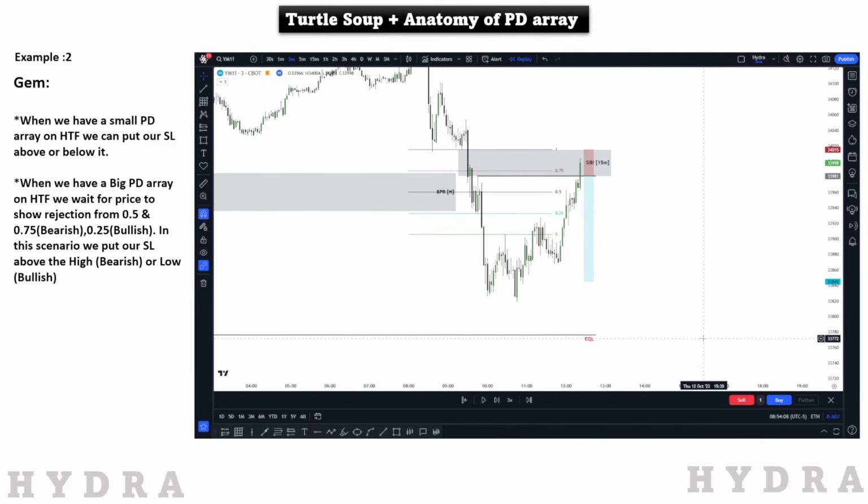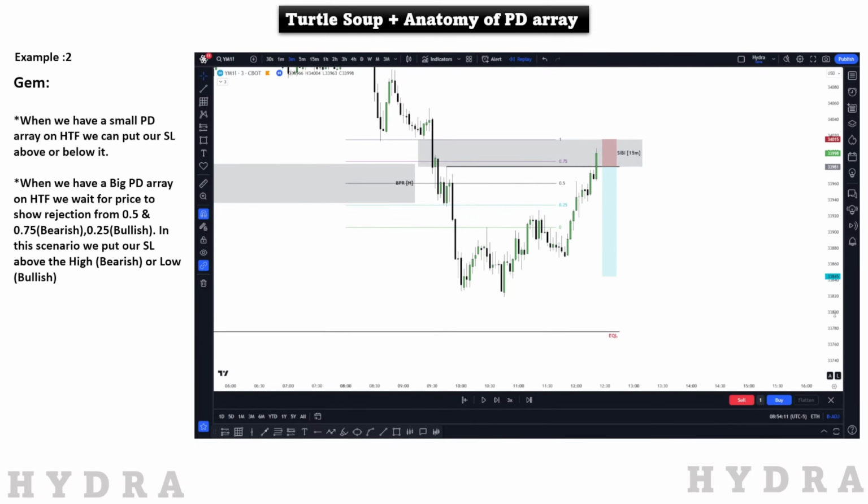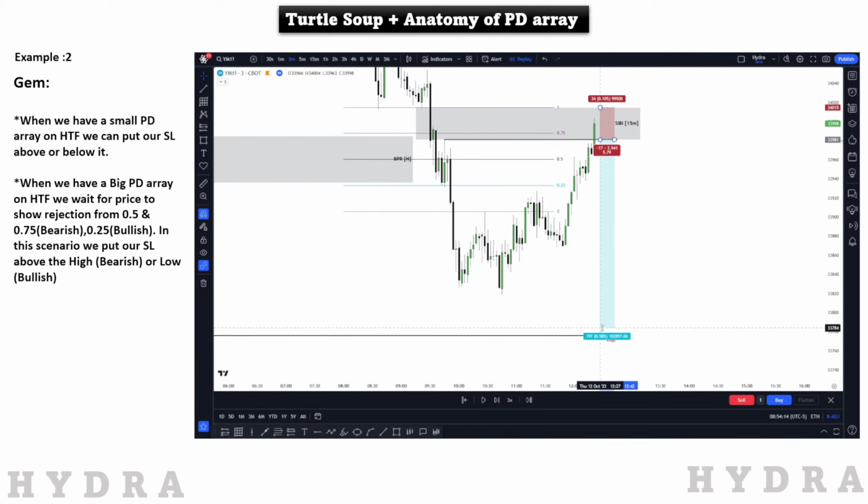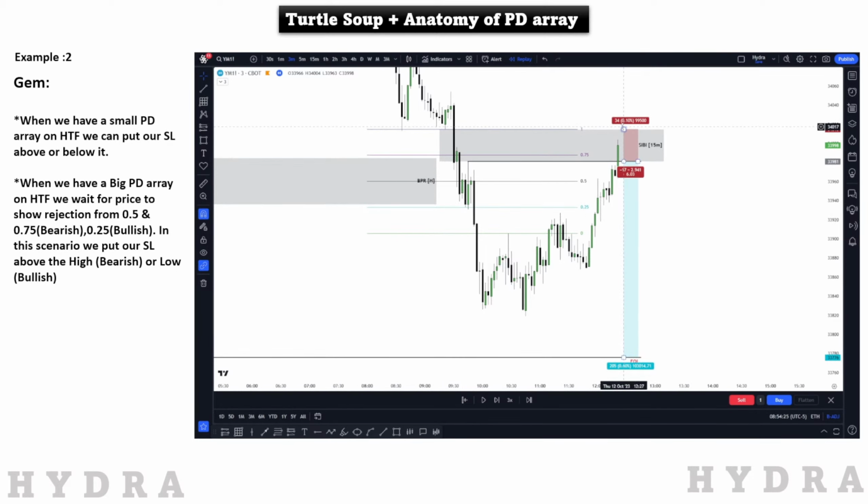Ideal target is 2R, but if you can control your emotions, if you are getting experience, you can target these lows all the way down here. And as you guys can see, it's giving you a very small stop loss and very huge profits. But the high probability way to manage the stop loss is to put your stop loss above this fair value gap. When we have fair value gaps like this on lower time frame and price is trading inside it, and you are expecting a rejection or resistance from this fair value gap, I will suggest you put the stop loss above the fair value gap. This is the high probability stop loss management.